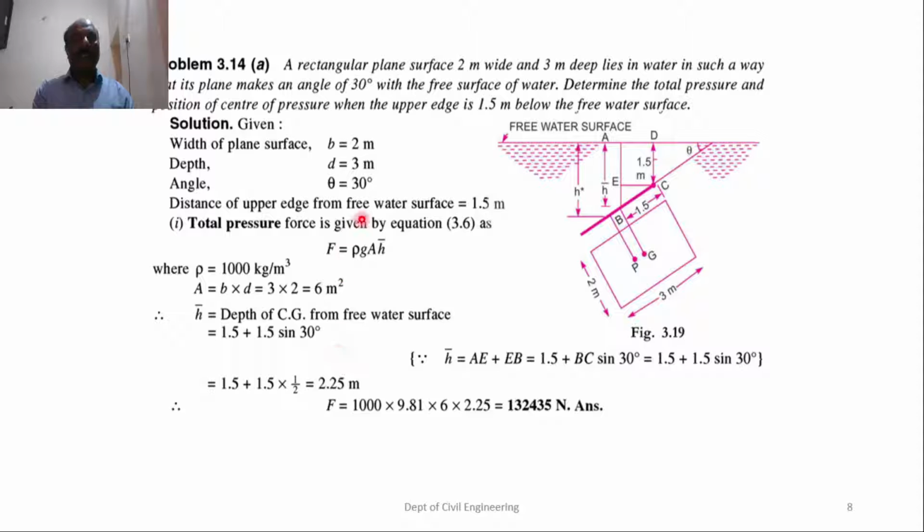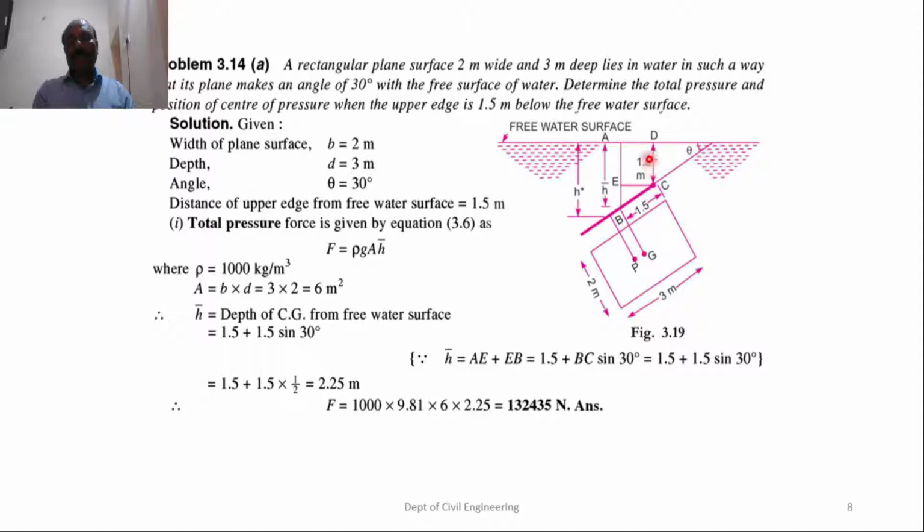So here is one example. A rectangular plane surface, as in the figure, is 2 meter wide and 3 meter deep, and lies in the water in such a way that its plane makes an angle of 30 degrees with the free surface of water. Determine the total pressure and the position of the center of pressure when the upper edge is 1.5 meter below the free water surface.